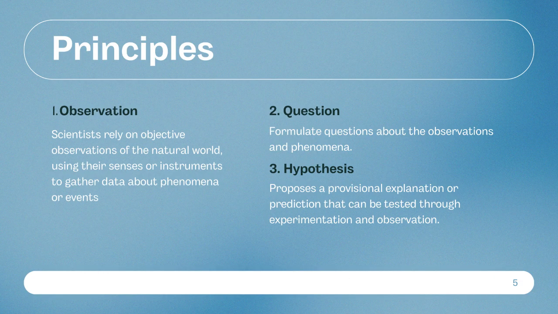And here are the principles. So, number one is observation. Scientists rely on objective observation of the natural world, using their senses or instruments to gather data about phenomena or events. And number two is questions. Formulate questions about the observation and phenomena. Number three is hypothesis. Propose a provisional explanation or prediction that can be tested through experimentation and observation.